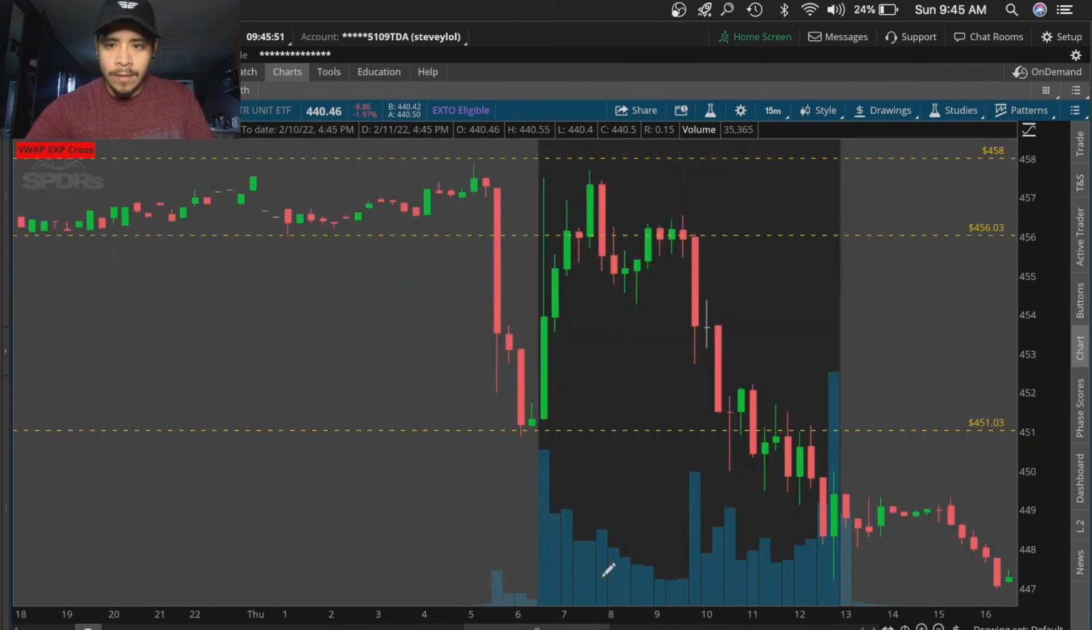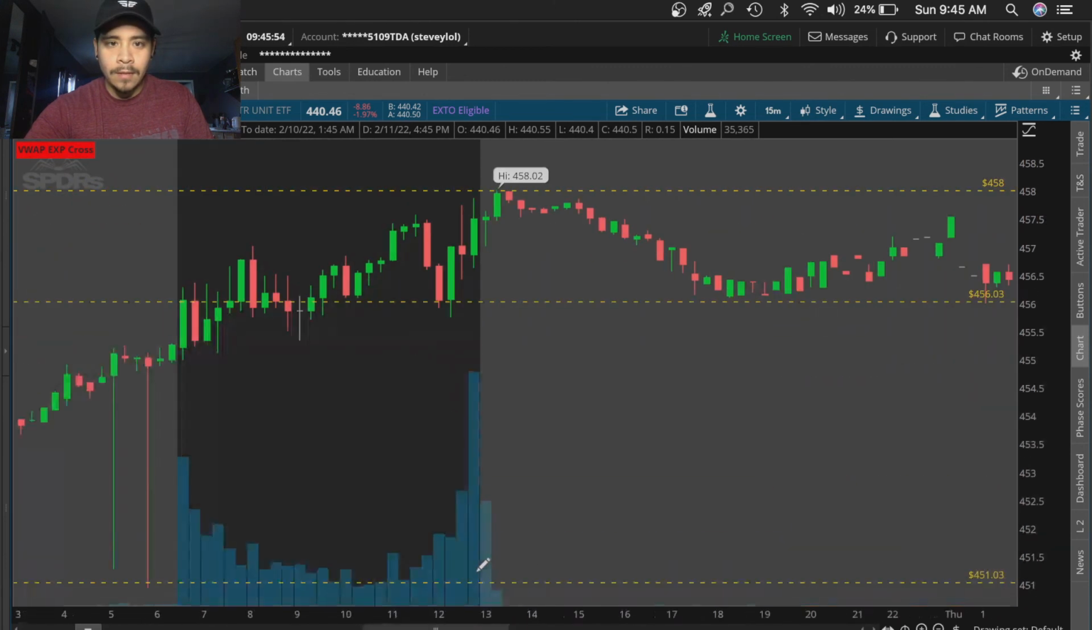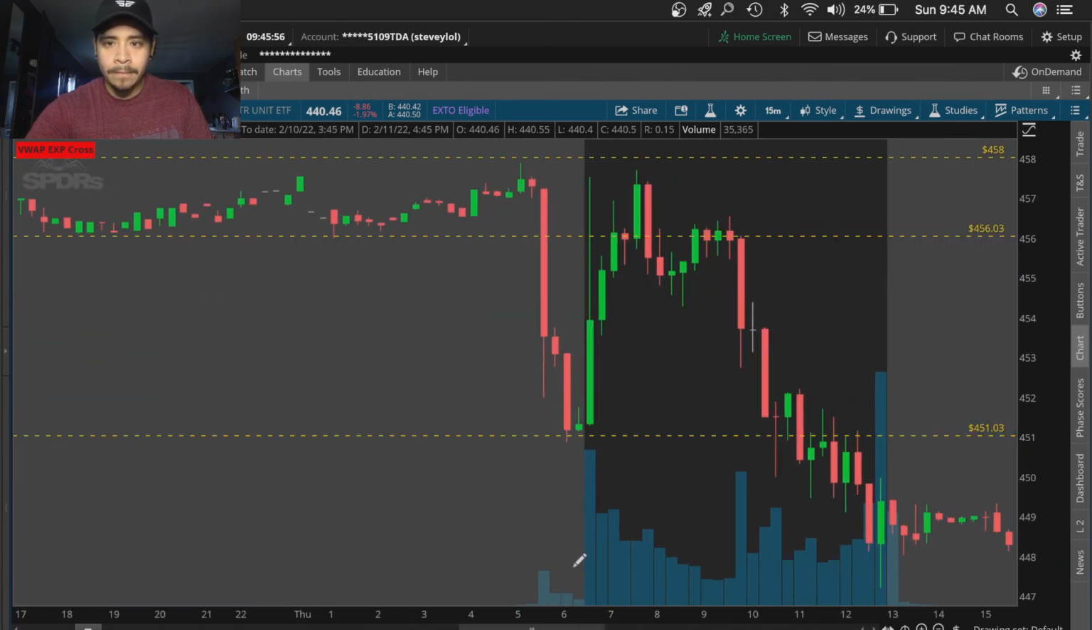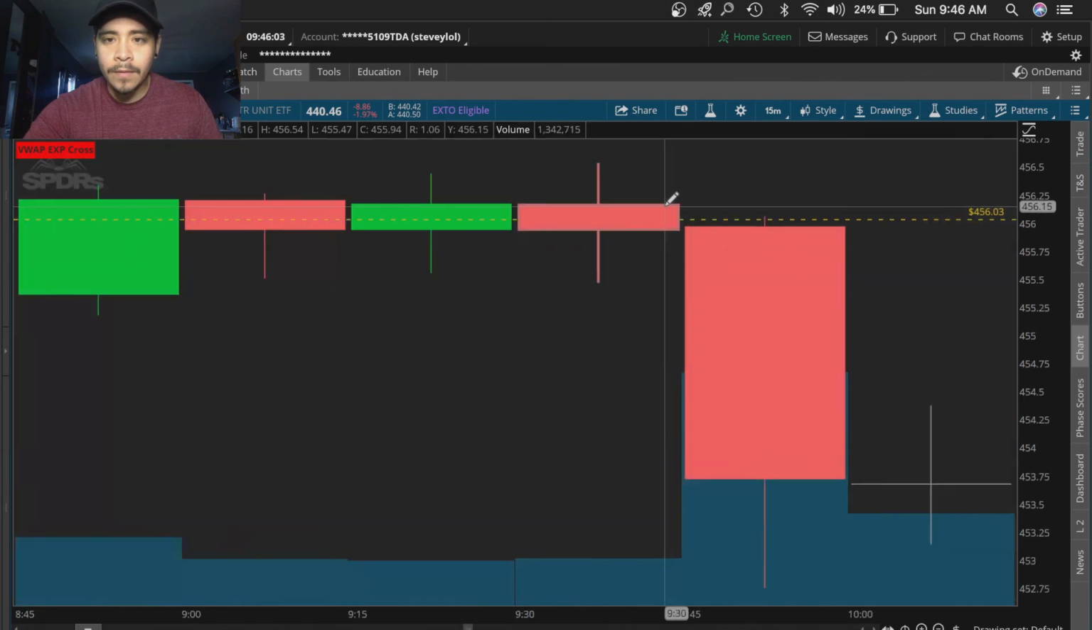Like I said, we had a very choppy week. It's kind of hard to trade. Yeah, so right here, these are other ones that I might show.